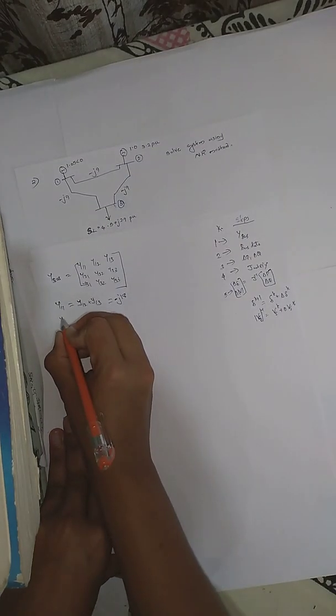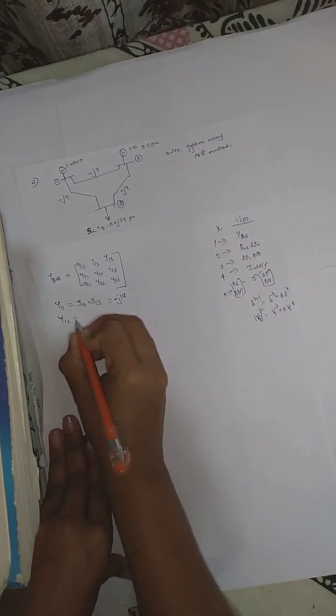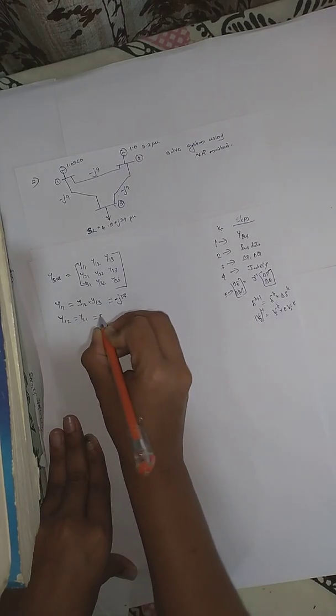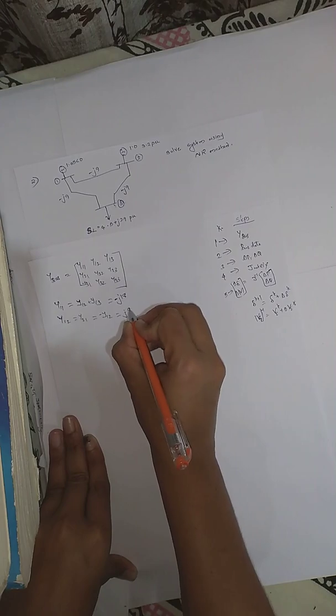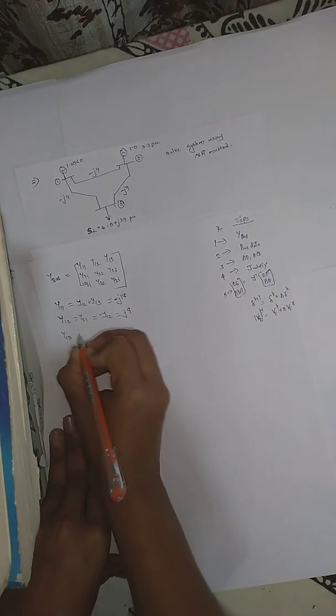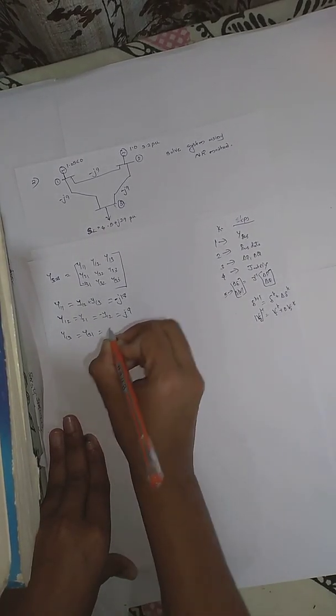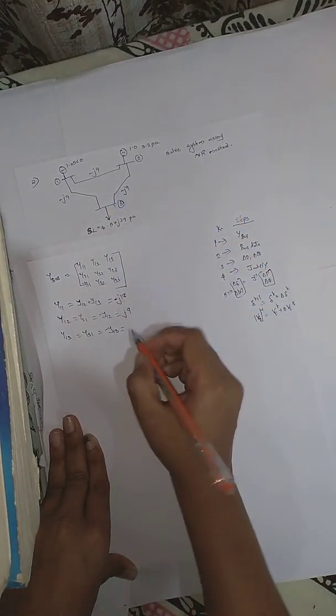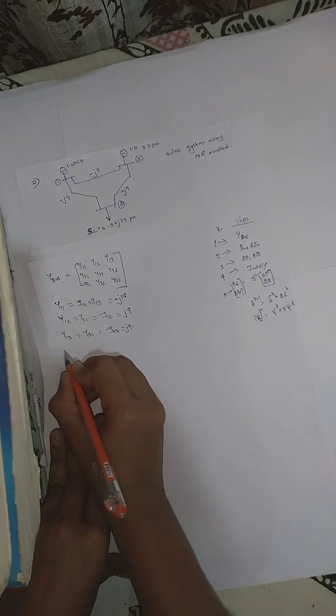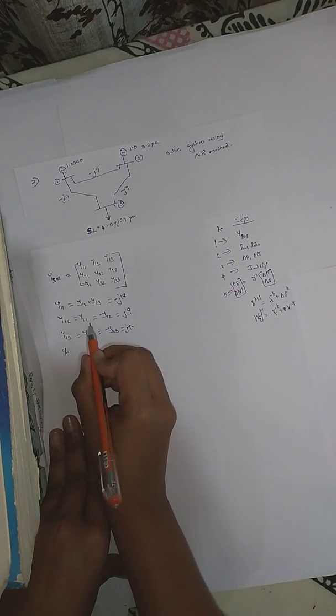And then what is Y12? Y12 will be equal to Y21. That will be equal to minus of Y12, so that will be equal to J9. And Y13 will be equal to Y31, which is equal to minus of Y13. That value is J9. And what is Y21? Y21 we already found out.